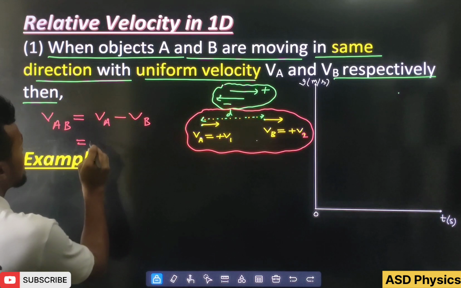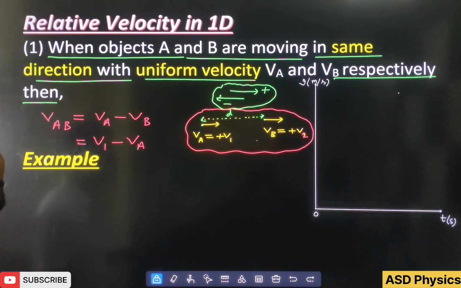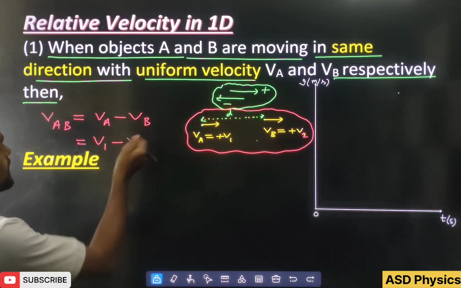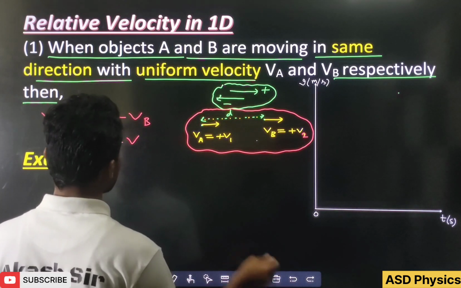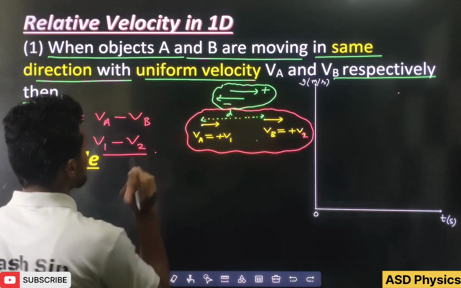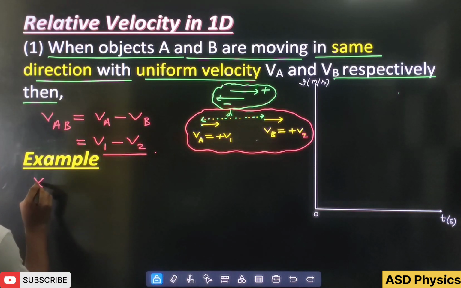So it will become V1 minus V2. The velocity of A with respect to B is given by VA minus VB, or we can say V1 minus V2. This is the thing. Now after that, I will learn it with examples, one by one.